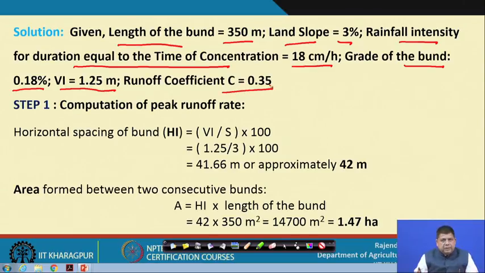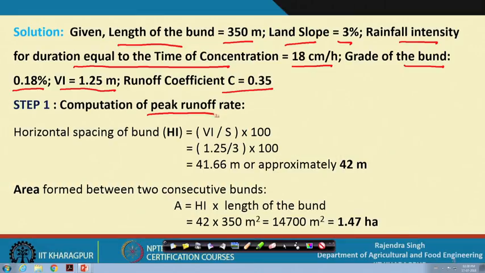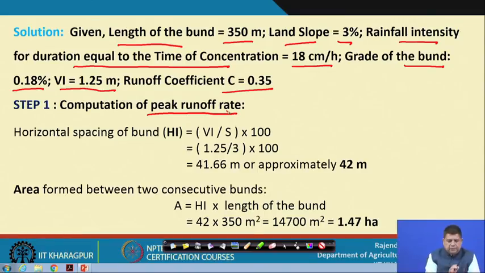Now, in any of such problems we have to decide on the dimensions of the bund. The determining factor of course is the amount of water, the flow that the structure has to handle. In this case it is a graded bund. We remember that graded bunds are designed for safe removal of excess flow. That means whatever flow is generated over the area between these two bunds, we have to design the dimensions in such a way that it is taken off safely from the area. That is why the computation of peak runoff rate becomes the most vital thing. This is the first thing.